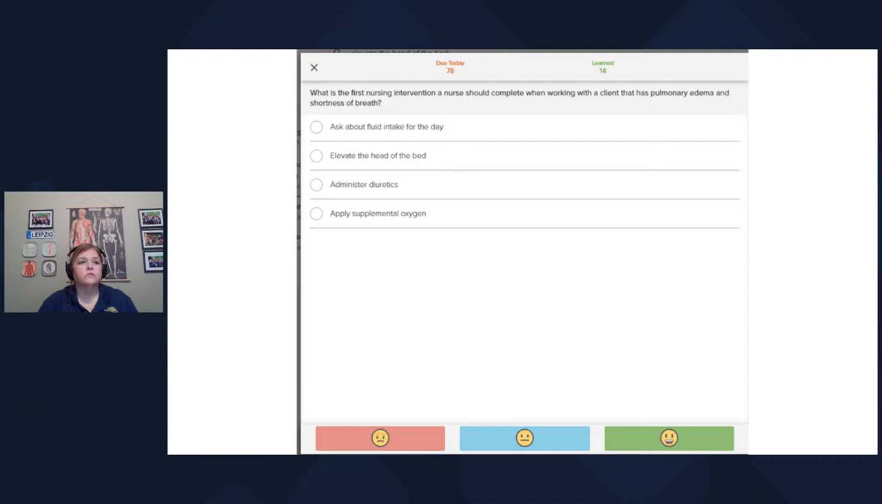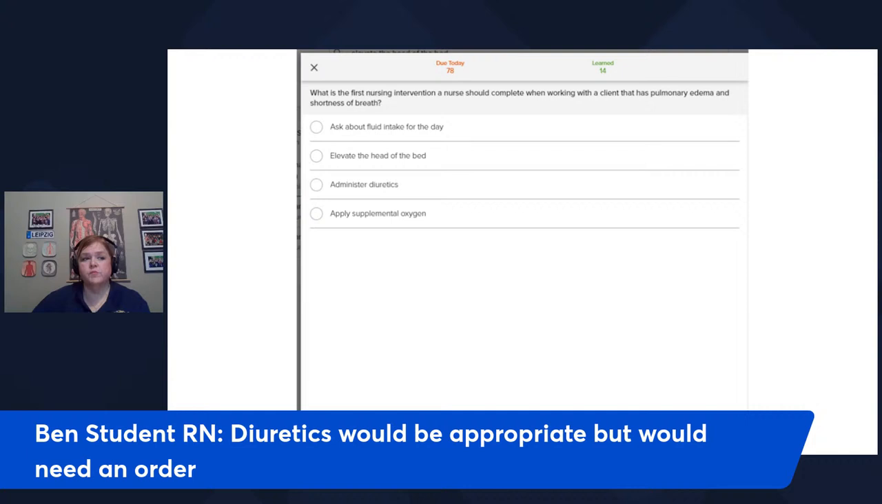Okay, if these were answers 1, 2, 3, and 4, think about the one that you picked. Actually, none of these are completely incorrect. What it's asking us for is, what is the first nursing intervention a nurse should complete when someone has pulmonary edema? Now, let's go back to, why is pulmonary edema a bad thing? Well, think about the alveoli, right? They're little round guys with the appropriate amount of water.